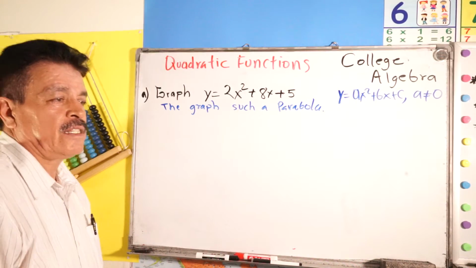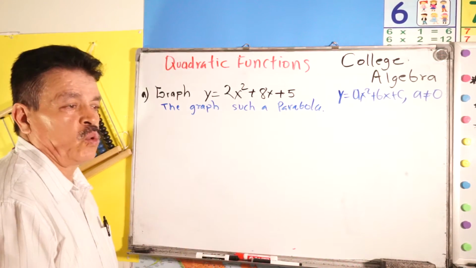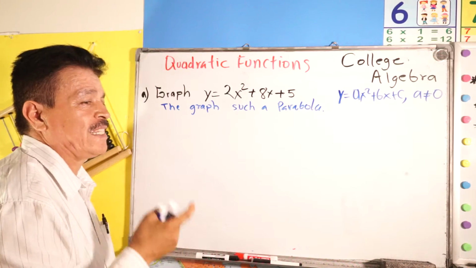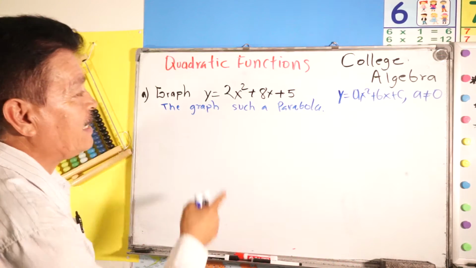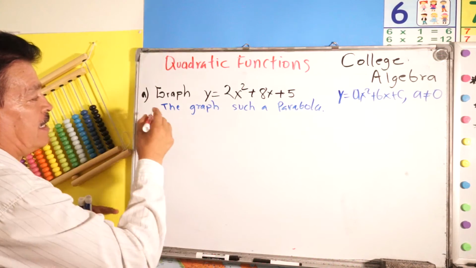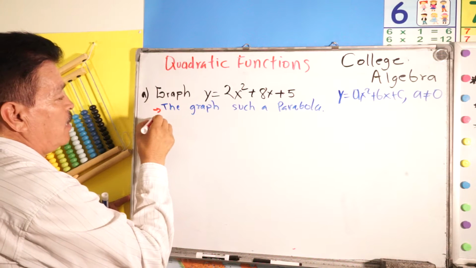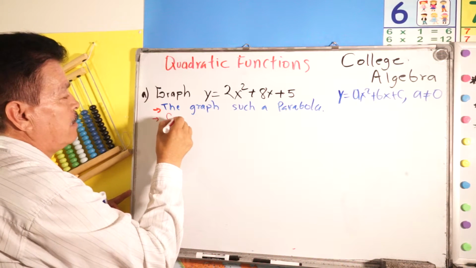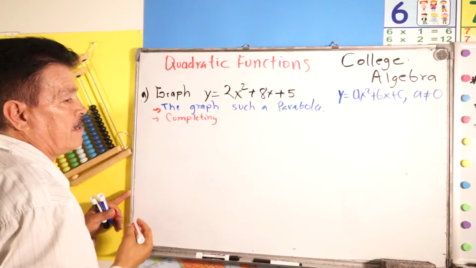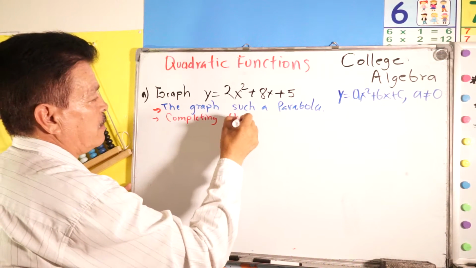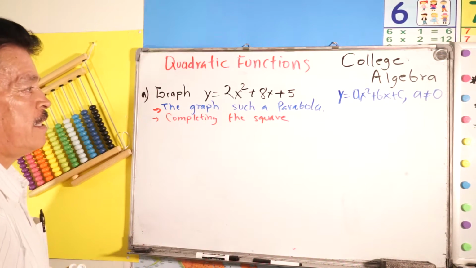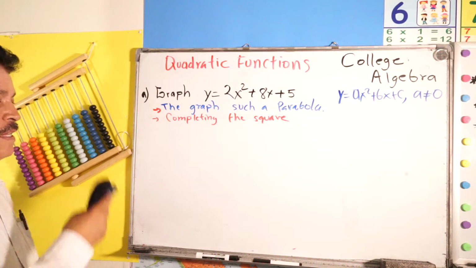All right, it is often convenient to rewrite the equation. In this case, we have to write the equation in a special form, and to do that we have to complete the square. Completing the square is another important thing. So we have to complete it in this way.